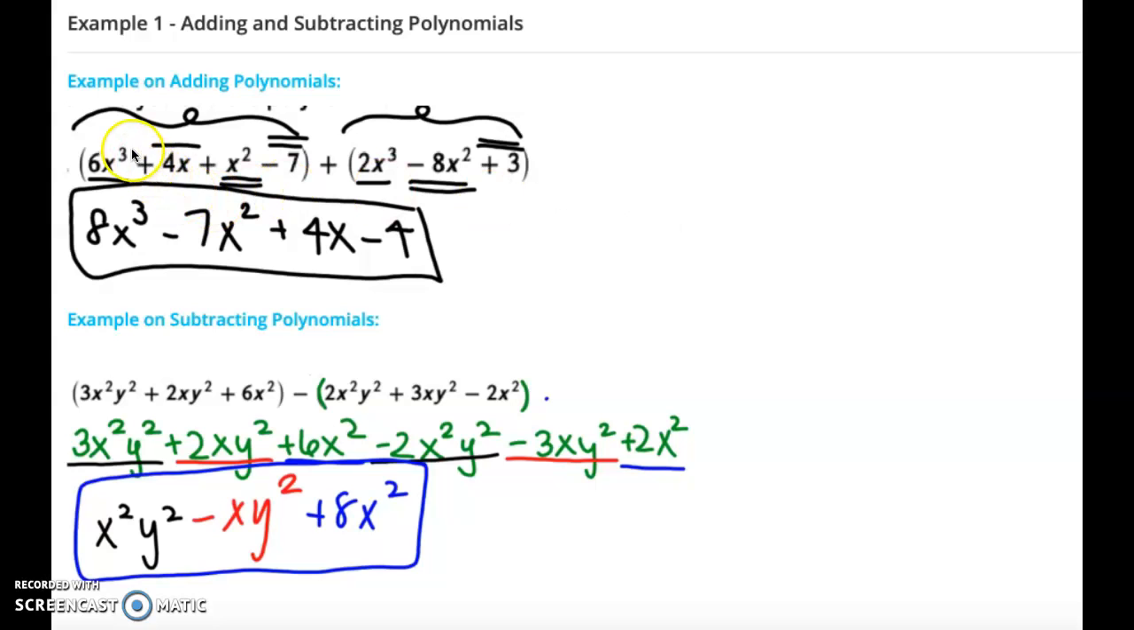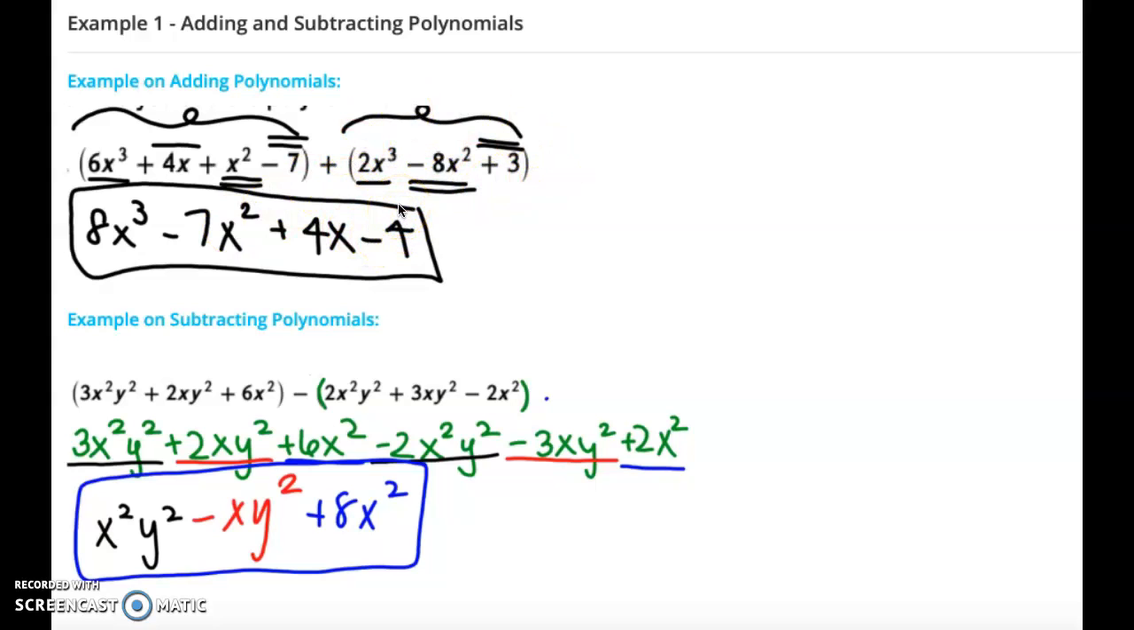The biggest thing here is we recognize that there are two sets of parentheses, right? So there's this set of parentheses and then this set of parentheses. What that is representing are the two polynomials that I'm adding. I'm going to add this polynomial to this polynomial, okay?